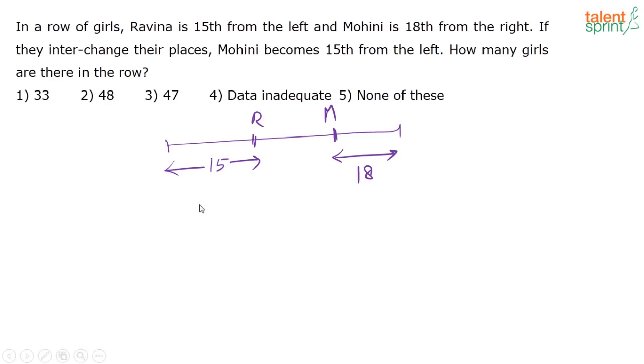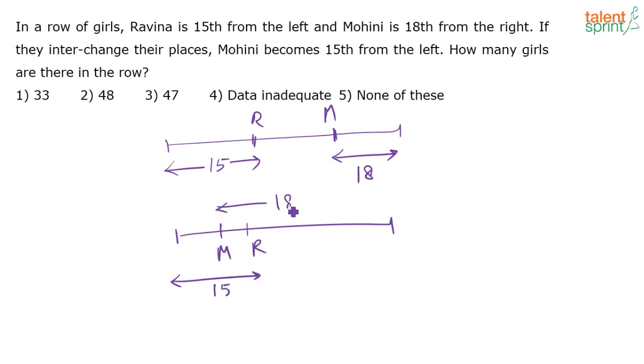Now this question can also be the one with overlapping. We are not sure of that as well. Even if it was with overlapping, what will be the case? If this is Ravina, this is going to be Mohini, correct? So she is going to be 15th, and 18, if they are interchanging the positions. Again, in this case, will you be able to find the total number of people in the row? I think the data is inadequate, right? We do not have any information about how many people are there between Mohini and Ravina, correct?